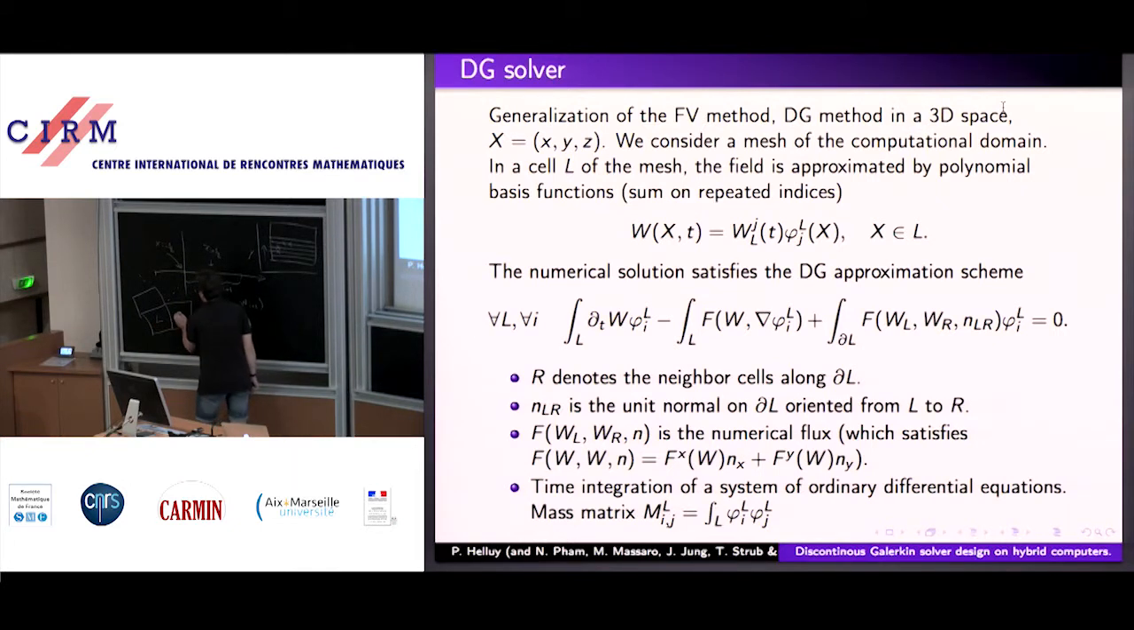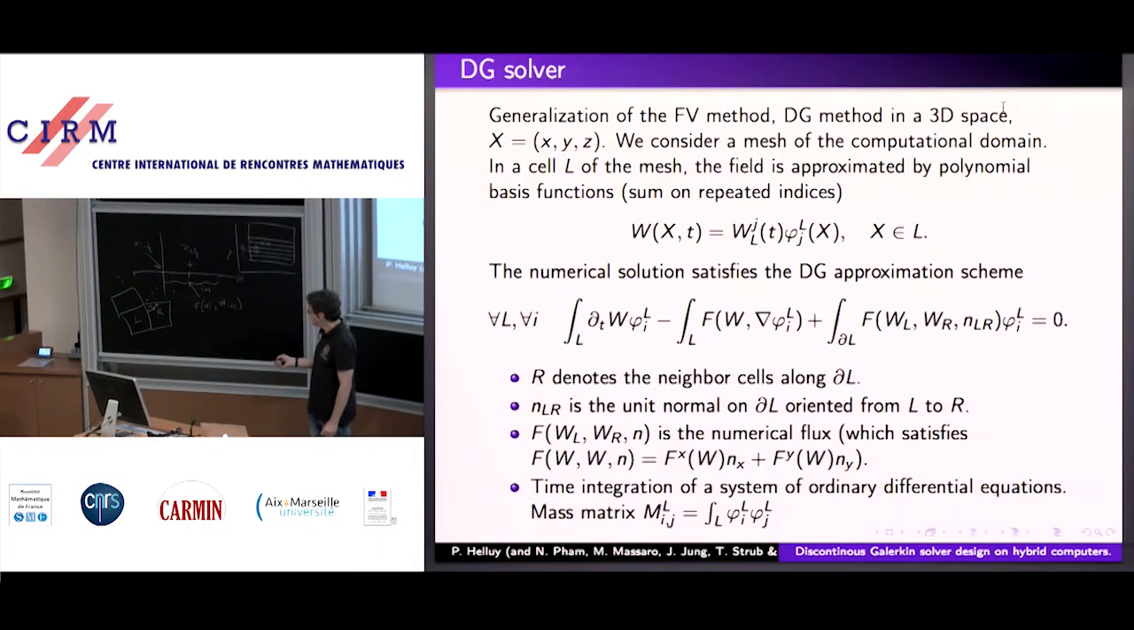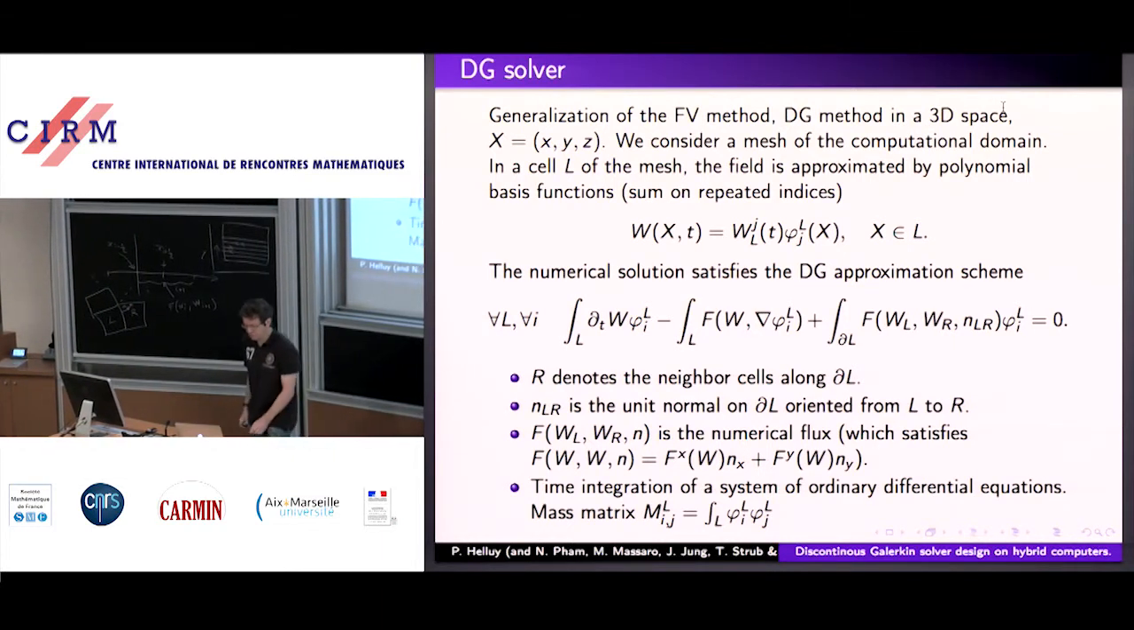And generally, the neighbor cells for me are called R, because you are here, you are left, and here you are right. And I consider on the boundary of L a normal vector n that is oriented from left to right. Okay? So L is a cell. So it can be a hexahedron, a pyramid, or whatever you want. The generic neighbor cell is called R. And here you have the normal vector from left to right.